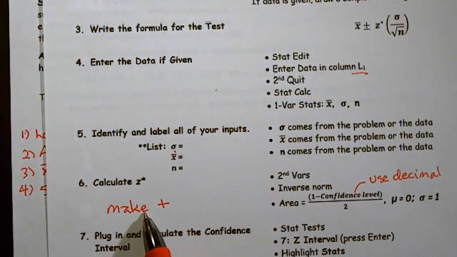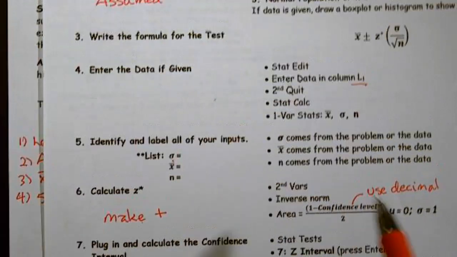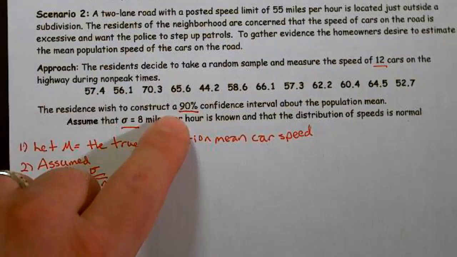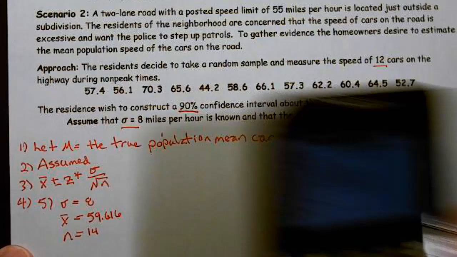So we need to make sure when we do this, we're going to go to second vars and we're going to use 1 minus the confidence level. Well, we need to turn that into a decimal. Well, our confidence level this time, they said make it 90%. So here we go.